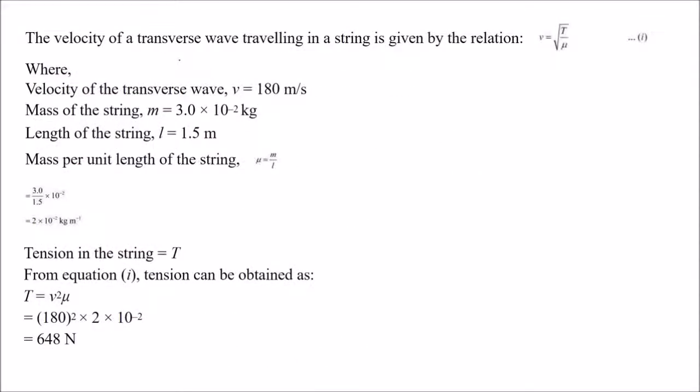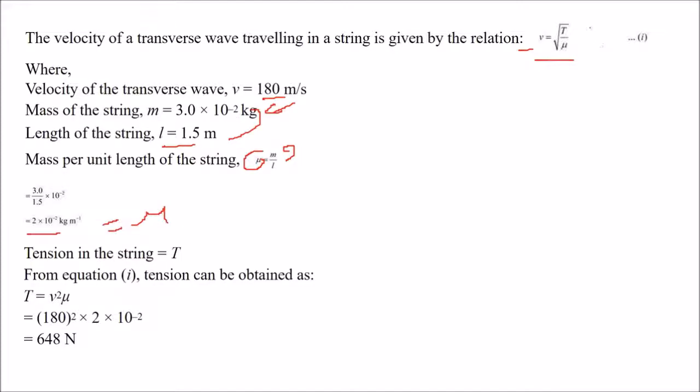Now the velocity of a transverse wave traveling in a string is given by under root T by mu. Velocity is known to us, 180. The mass is also given in the question, and the length is also given. The mass per unit length is given by m by l. We have to find out m by l. Divide these two, and you get mass per unit length, that is mu.